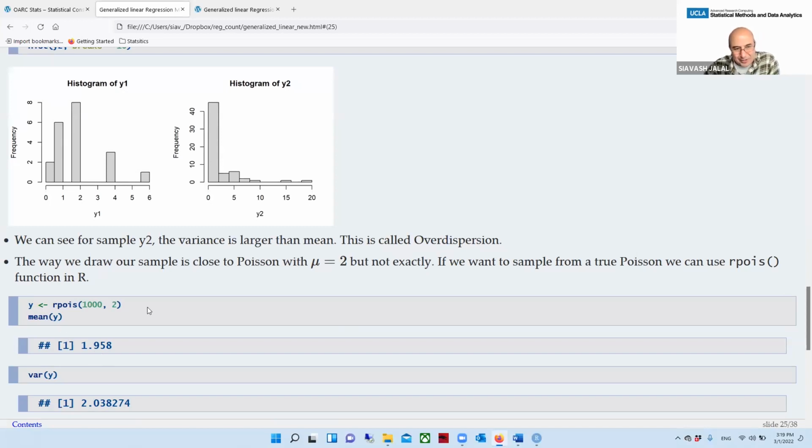Now I generate 1000. You see, even if you randomly generate from an actual Poisson distribution, the mean and variance are not going to be exactly equal. So if the mean and variance are a little different, there is no overdispersion, right? This is just a sampling variation in the difference. So, yeah.